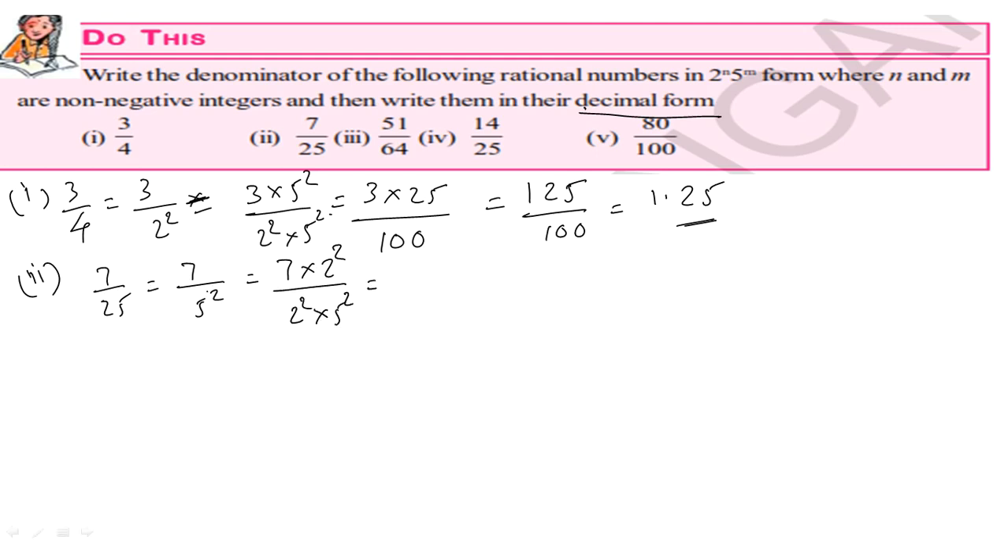Why should we only multiply with 2 square? Can I multiply with 2 cube? If you multiply with 2 cube, will you get 100 or 1000 in the denominator? No, you will get 200, 2000, something like that. Okay. So now see here, 7 into 4, 7 4s are 28 by 100, which is equal to 0.28. Is it clear? Yes.